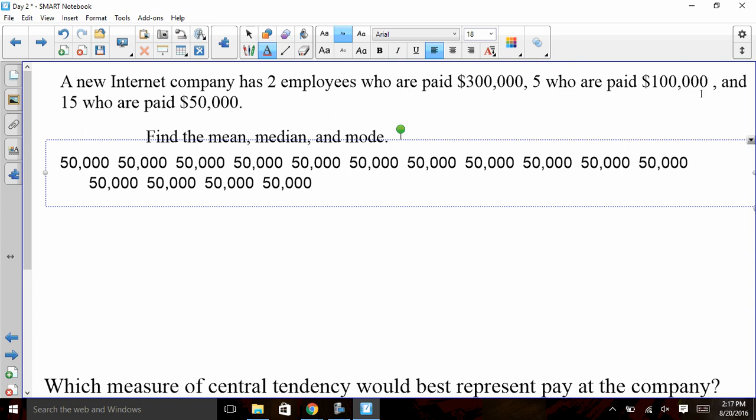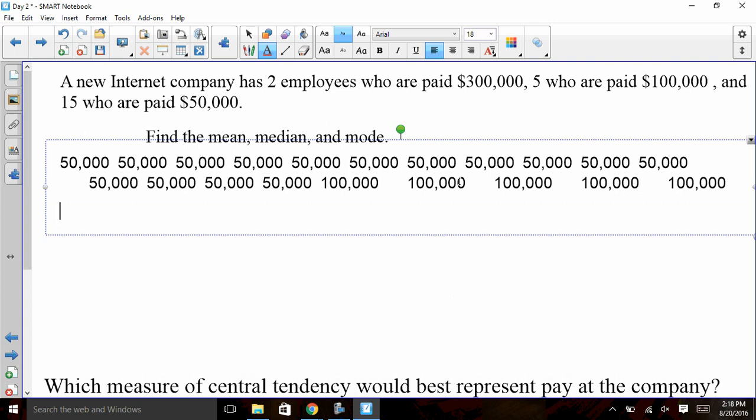And then I have 5 people who are paid $100,000. Oops, let's tab that over. One, 2, 3, 4. 2, 3, 4, 5. And then I have 2 employees who are paid $300,000.